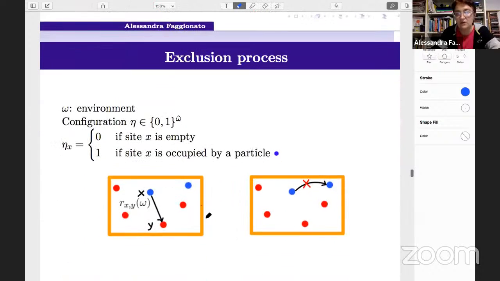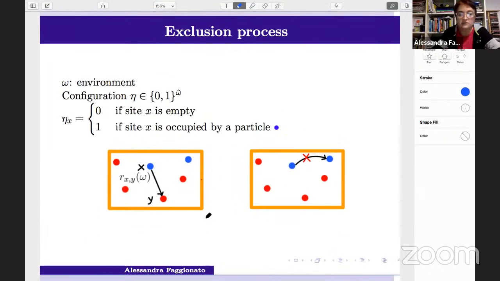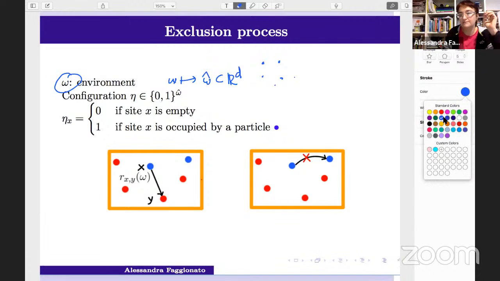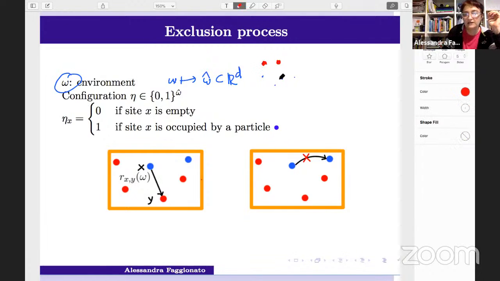Maybe not everybody is familiar with exclusion processes, so I explain exactly what I mean. Omega is my environment. Recall omega is the environment, and to each environment we associate omega hat, which is the state space of my original random walk. So it is a countable subset of R^d. And then I have my particles. In my picture, the points in red are the physical points where particles can lie. A configuration of my exclusion process is described by eta.